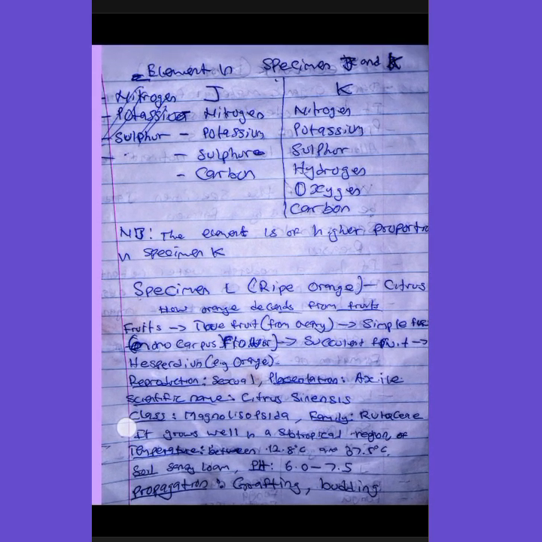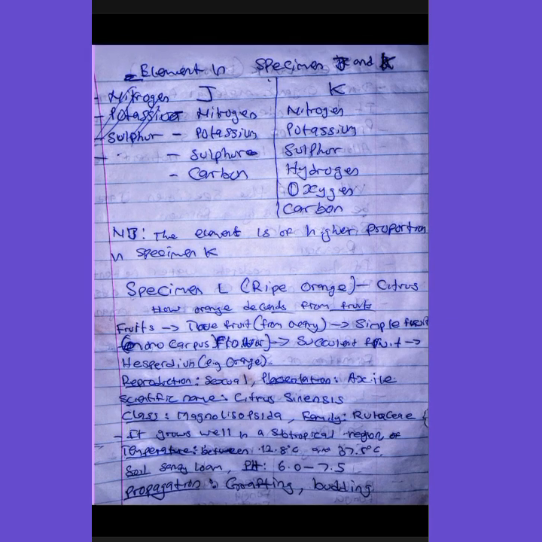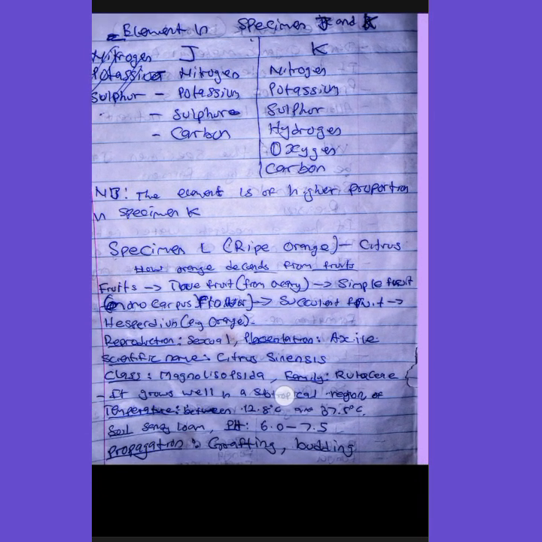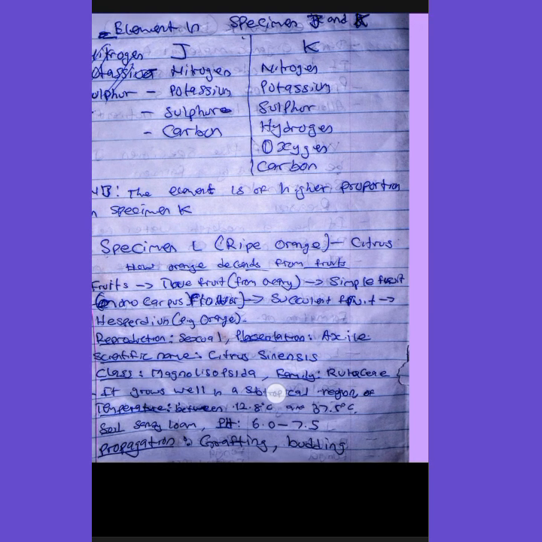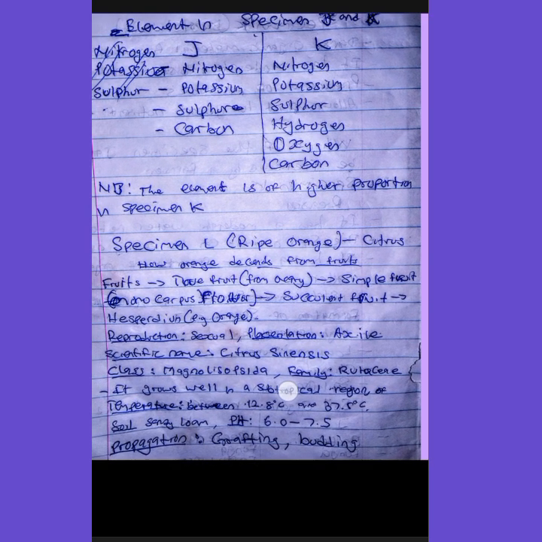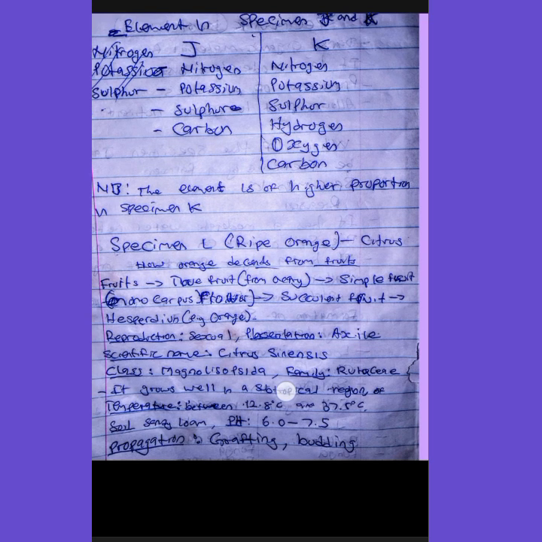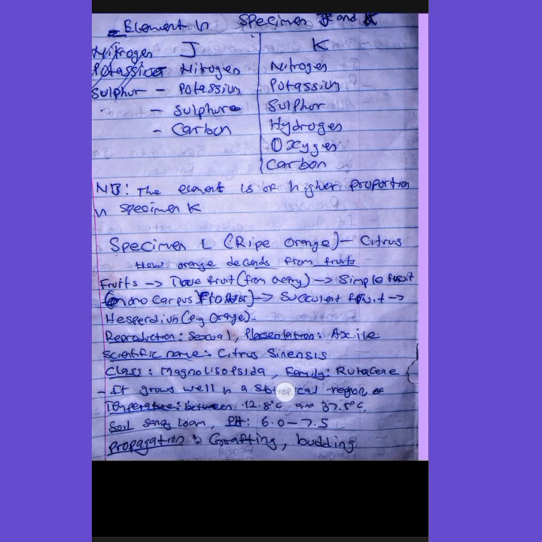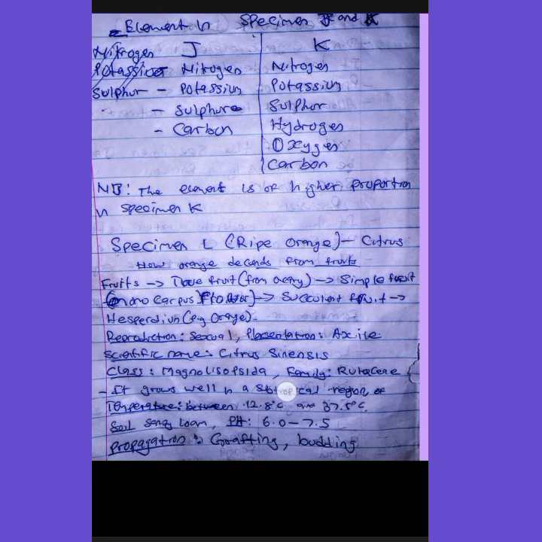Let's move to specimen H, ripe orange. Ripe orange is citrus. How does orange descend from fruit? From fruit to true fruit from the ovary, from true fruit to simple fruit, from simple fruit to succulent fruit, from succulent fruit to hesperidium. That is, an example of hesperidium is orange.